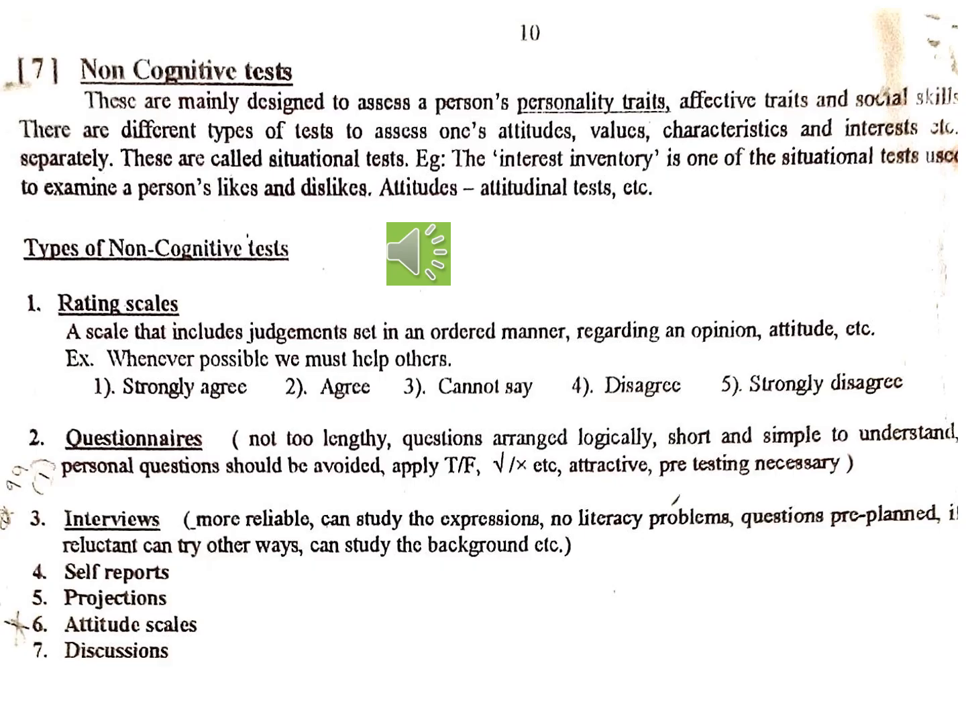In descending order, strongly agree and it goes down. Strongly agree, agree, cannot say, neutral stage, disagree, strongly disagree. Or very good, good, average, weak, very weak. So that's a rating scale.